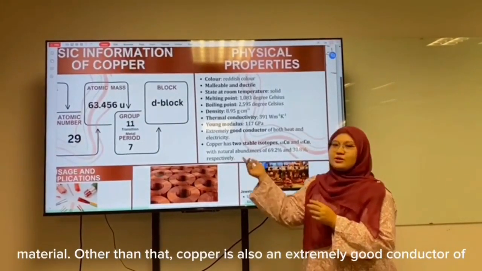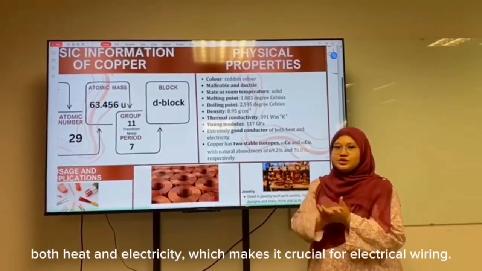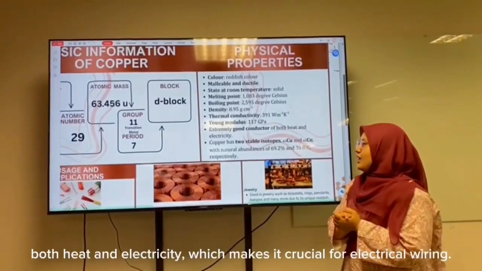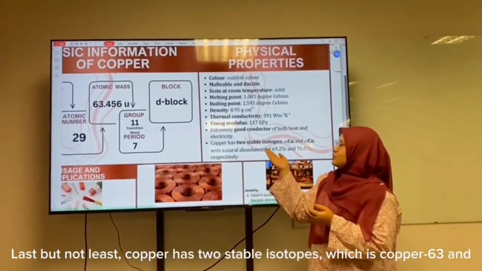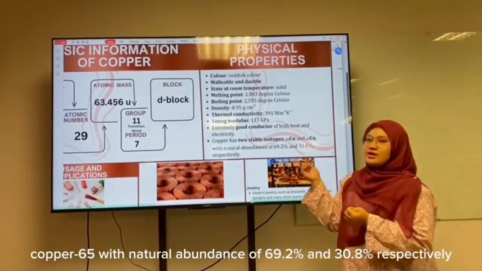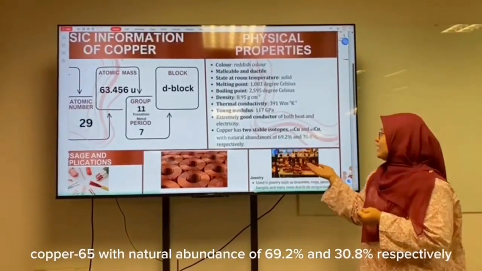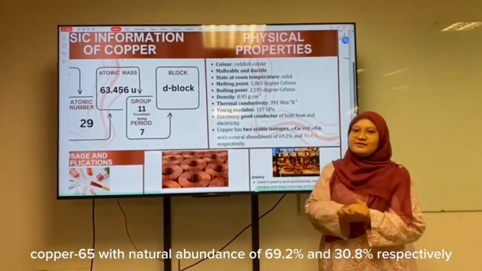Other than that, copper is also an extremely good conductor of both heat and electricity, which makes it crucial for electrical wiring. And last but not least, copper has two stable isotopes, copper-63 and copper-65, with natural abundances of 69.2% and 30.8% respectively.